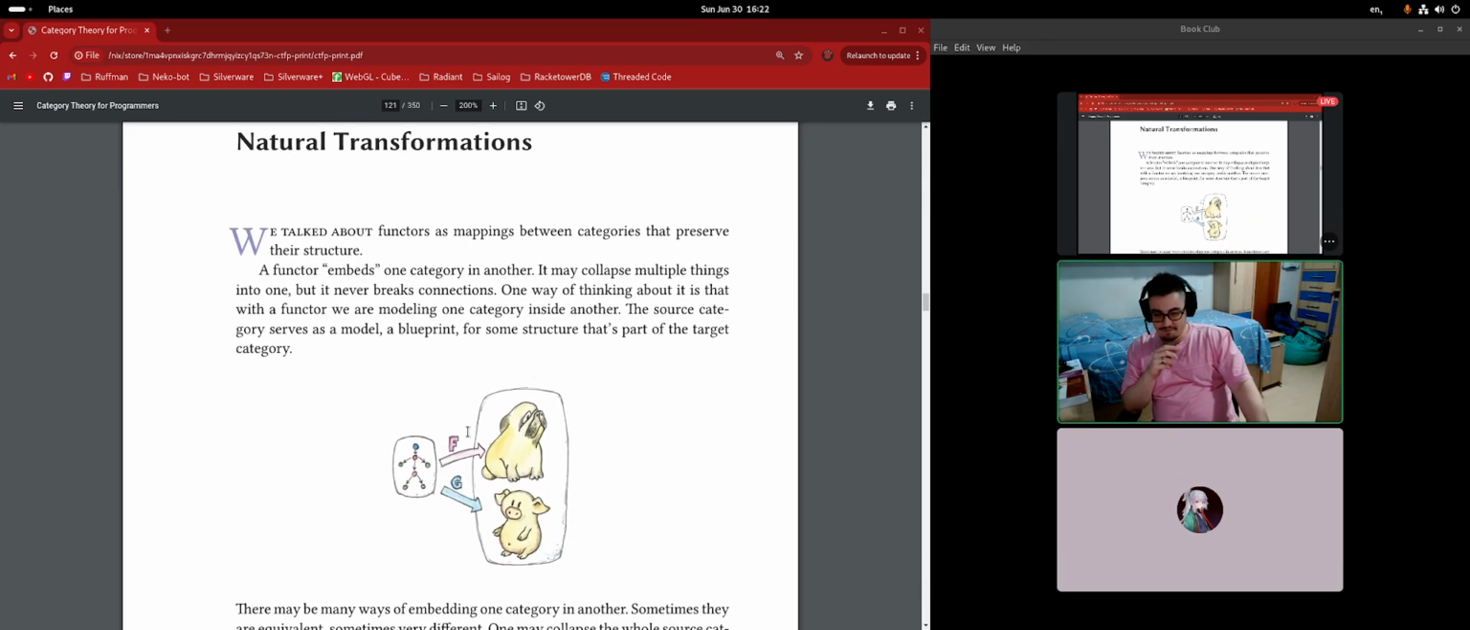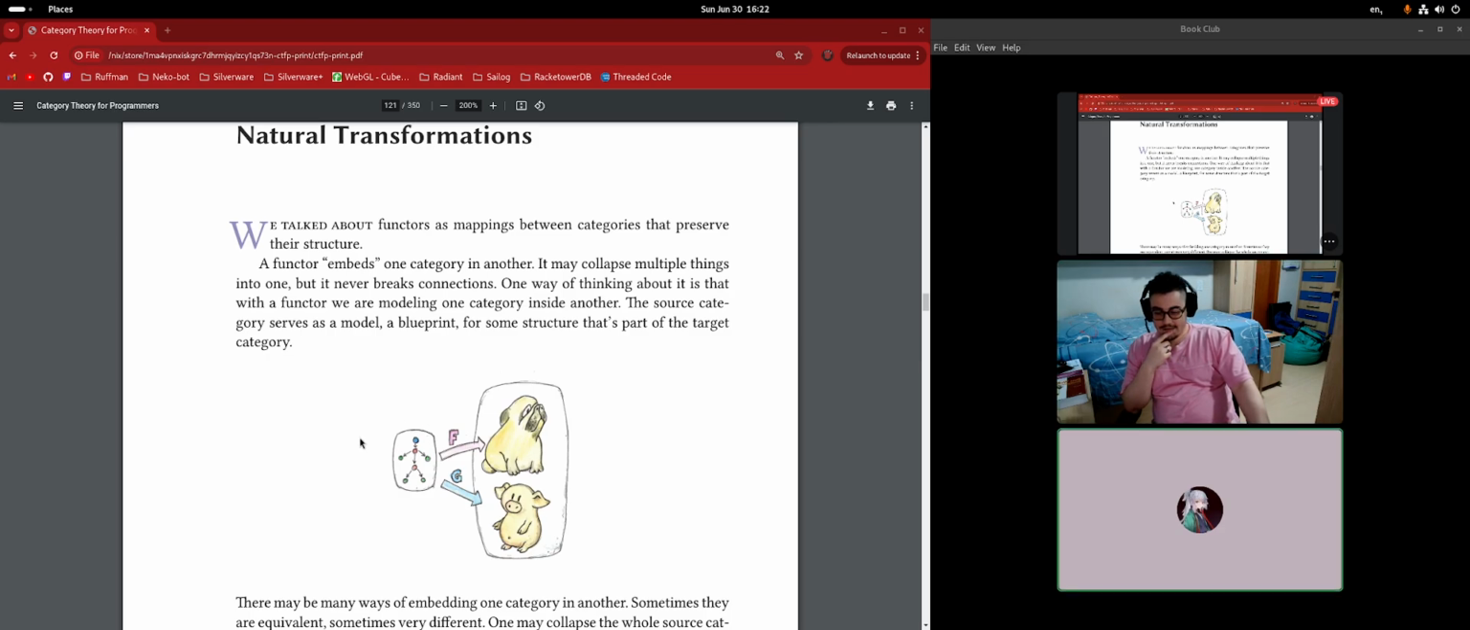Natural transformations. It's all very natural. This will never stop being funny to me.